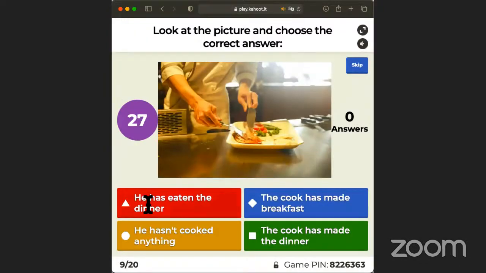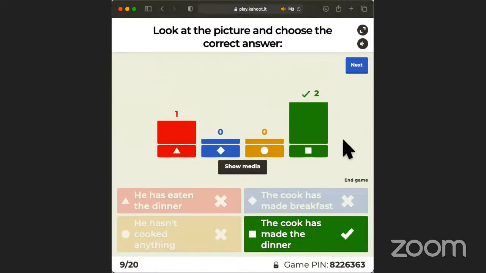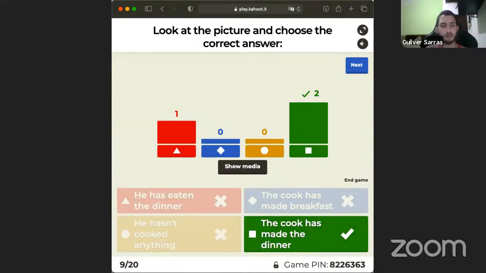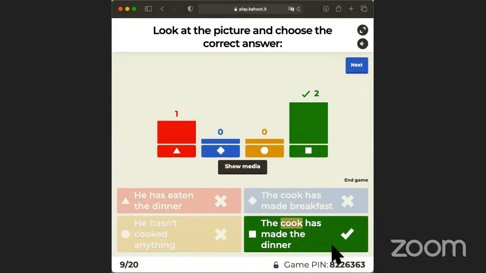Next one, look at the picture and choose the correct answer. What's going on here? He has eaten the dinner. The cook has made breakfast. He hasn't cooked anything. The cook has made the dinner. Which one? All right. Gilbert, let's read the correct answer, please. The cook has made the dinner. Thank you. So the chef, no? That's cook. The chef has made the dinner. Great job.